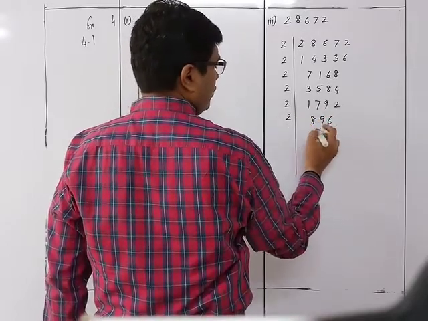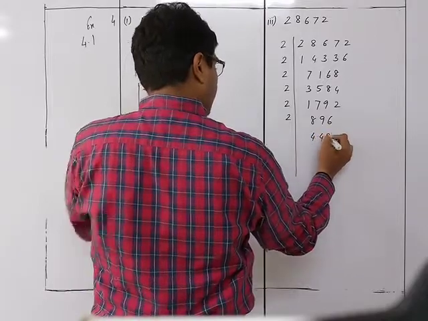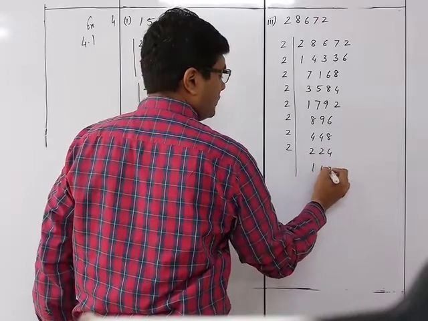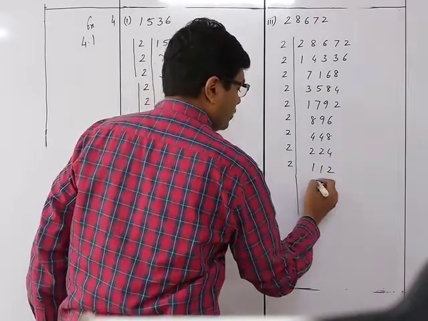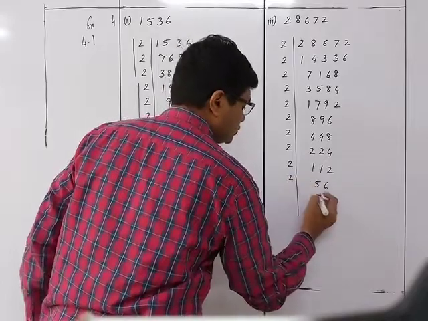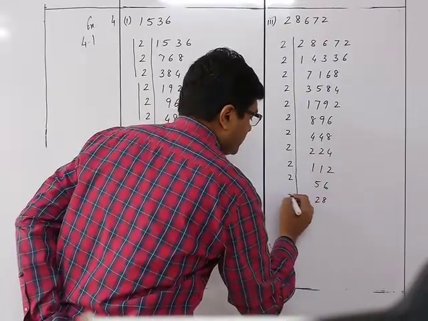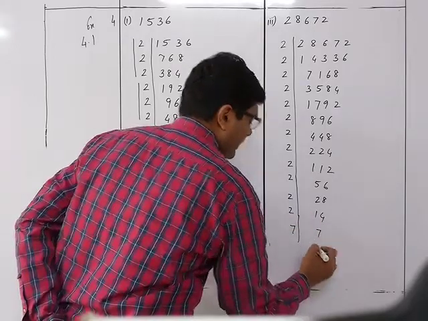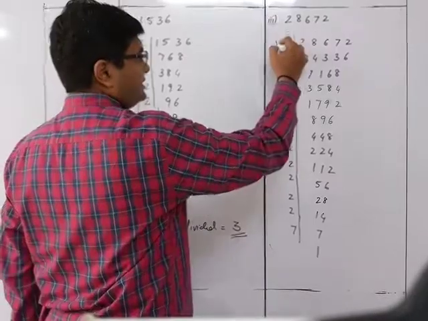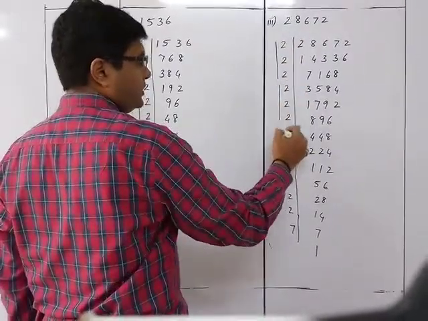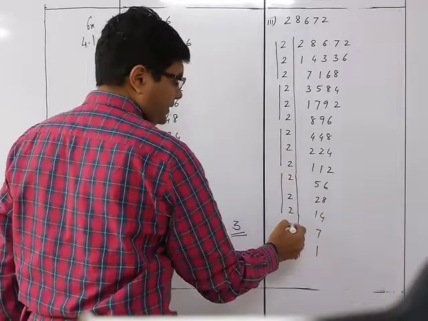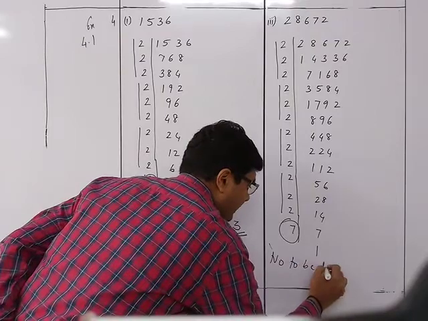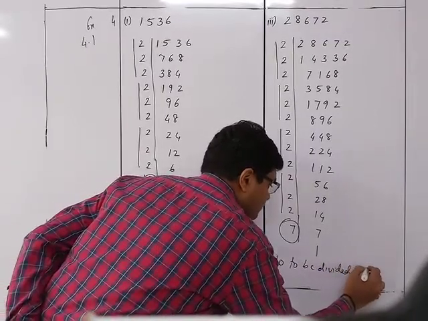2s are 448. Again 2 will be 224. Again 2 will be 112. Again 2 will give me 56. 2s will be 28. 2s will be 14. Again 2s will be 7, 7, 1. Yeah, good. So we get these as cube sets. Again a cube set, this is a cube set. Remaining is 7. So the number to be divided is equal to 7.